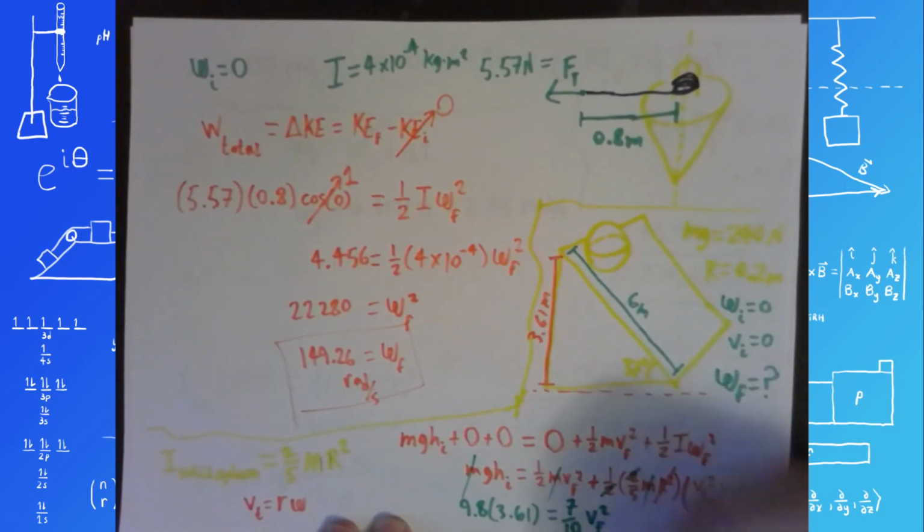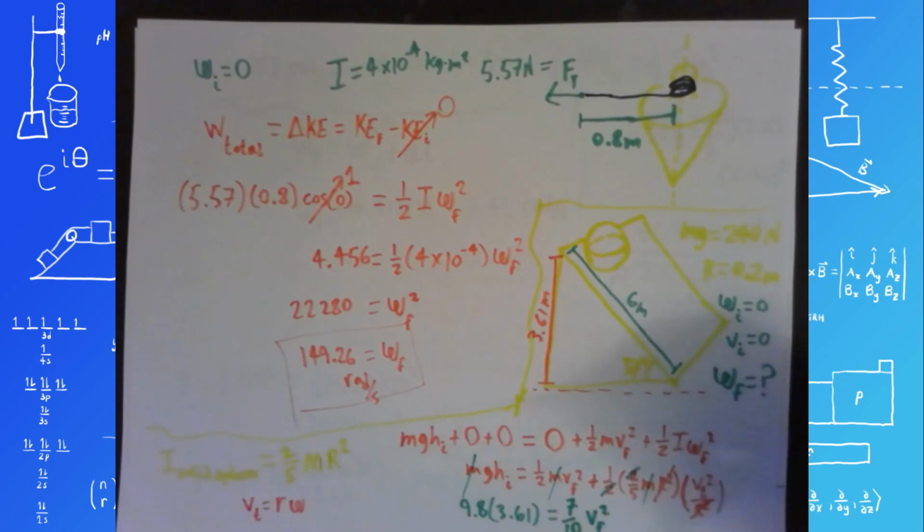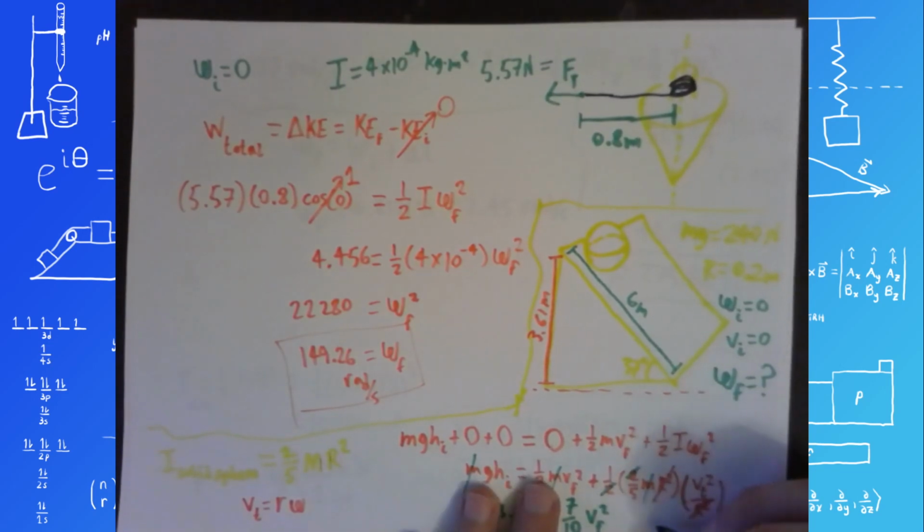And multiply by 10, divide by 7, and take the square root. And if I do that, I get, let's see, 9.8 times 3.61 times 10 divided by 7. I'm getting 50.54 equals v final squared. If I take the square root of 50.54, I get 7.109. I'm going to round that to 7.11. So v final equals 7.11 meters per second, but they asked for omega final.